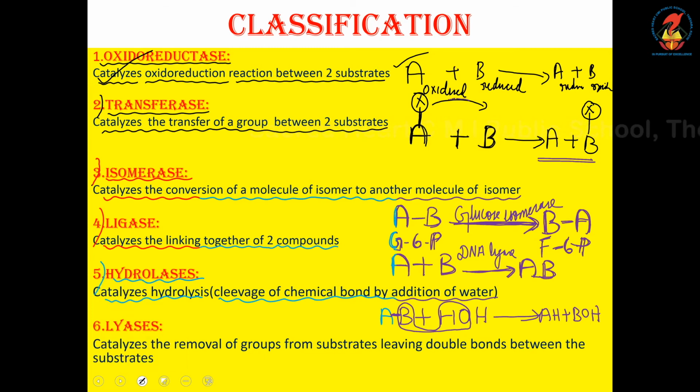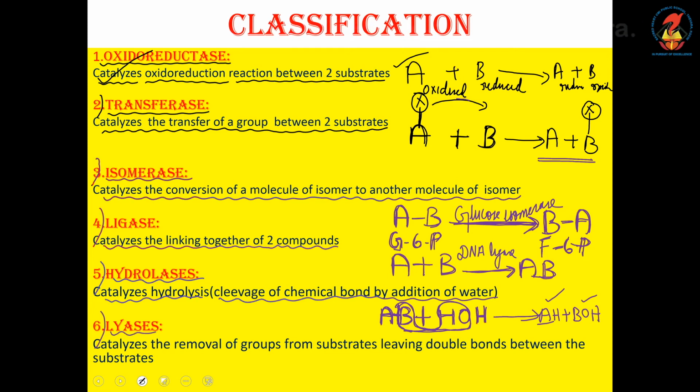See the symbolic representation? Once again, A is bonded with B. On addition of water, HOH, this bond is cleaved, cut. And this B combines with OH to form one product called BOH, and the remaining A and H combine. So, two products are obtained. So, here by hydrolysis, addition of water, the bonds are cleaved.